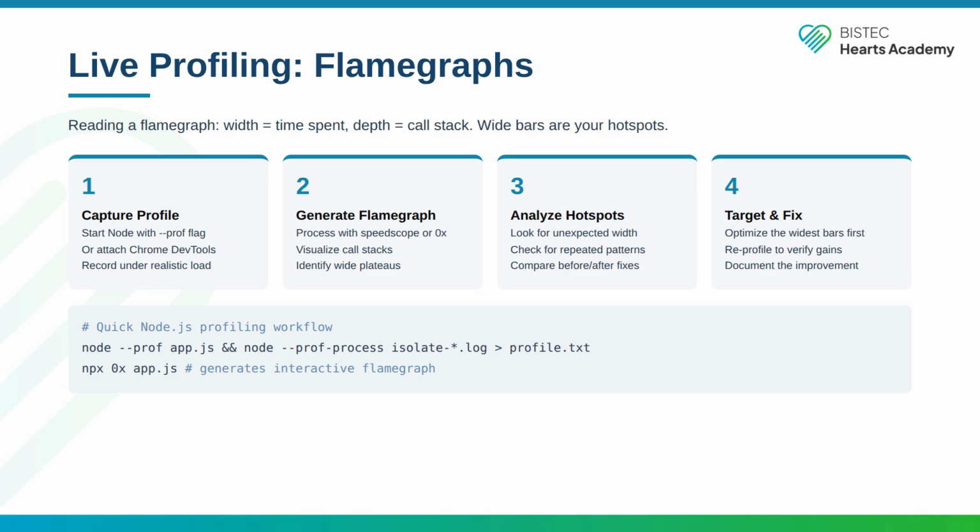The code snippet at the bottom shows the quick Node.js profiling workflow. Run your app with the prof flag, then process the profiling log. Or use 0x for an interactive flame graph with a single command. Both approaches give you the data you need to make informed optimization decisions.